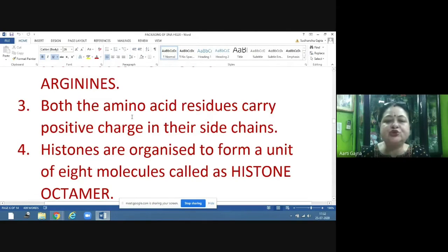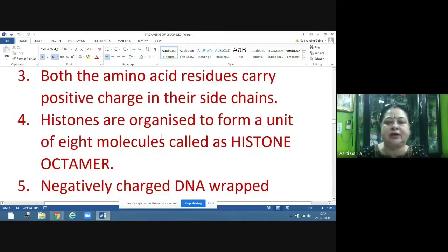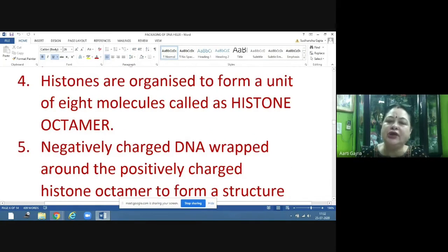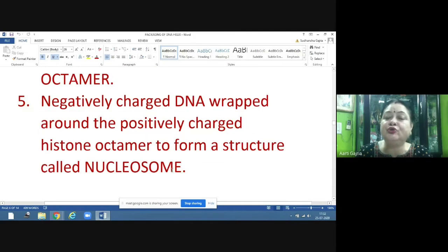So these histones are organized to form a unit of 8 molecules. 8 molecules of histones come together and form a unit. And this unit is called histone octamer. Octa is 8. Now, negatively charged DNA wrapped around the positively charged histone octamer, and this is forming a structure which is called nucleosome.